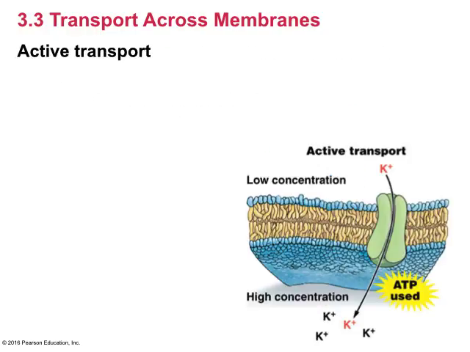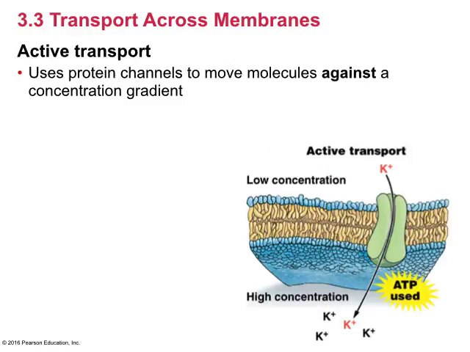All right, active transport uses protein channels to move molecules against their concentration gradients. So this is going against the grain. This is going against the flow. It goes from low concentration to high concentration.